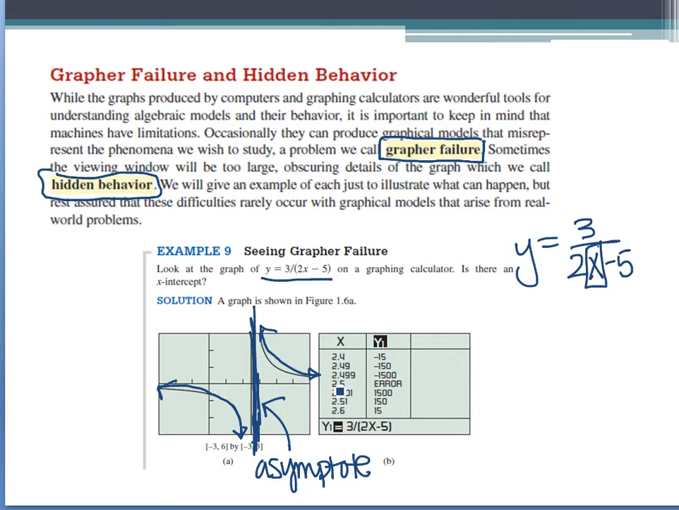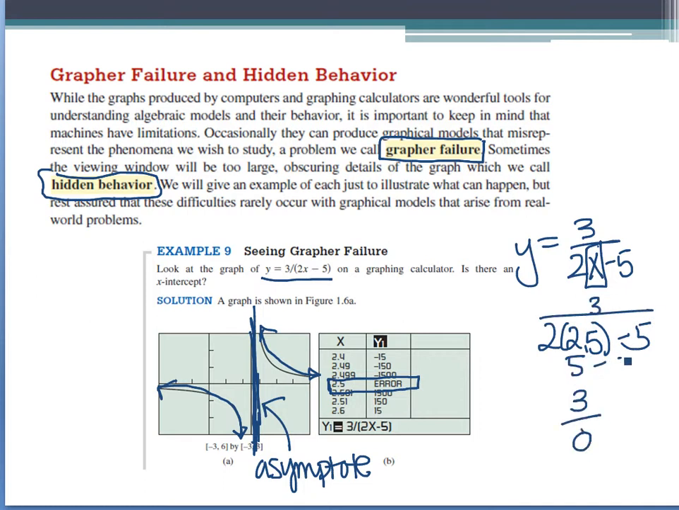But if you look at the table, you can see there's an error here because we can't put in 2.5. If we put in 2.5 in the denominator here, you will get 3 divided by 0 because this is 5 minus 5. So anytime a grapher has a line like that, and you know it shouldn't really be graphing anything, ignore it. All right.